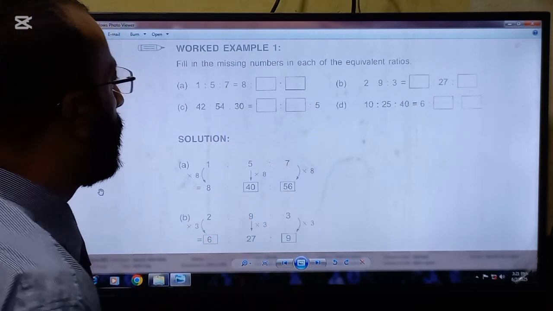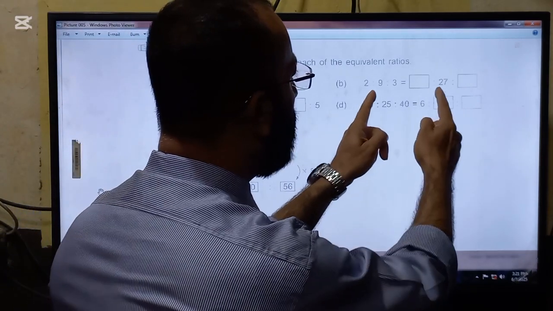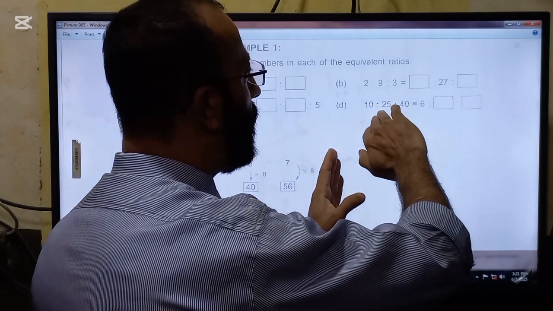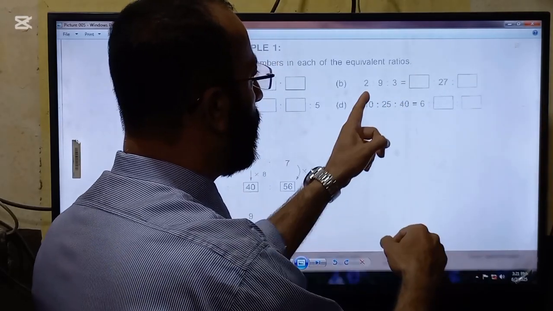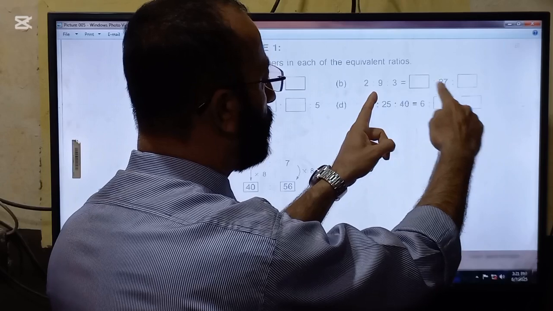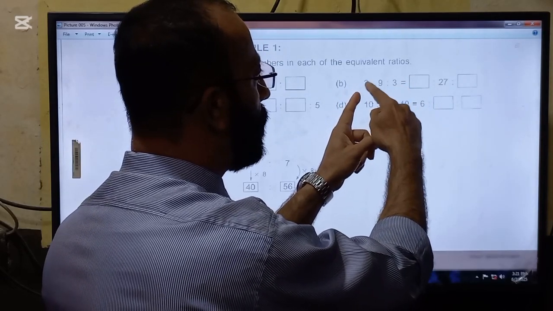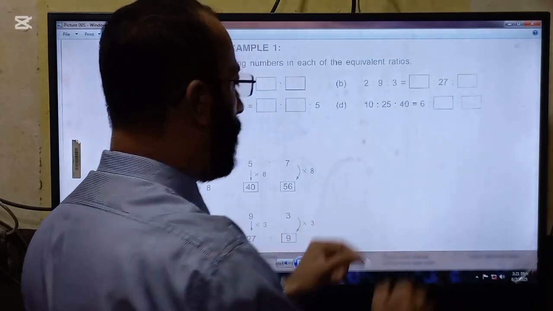Look here now. In the B part, the middle value is given. So again we will pick the pattern in which the value given goes to the other ratio. So 9 3s are 27. So the rest of the values will also be multiplied by 3. So 2 3s are 6. And 3 3s are 9. So here will come 6 and here will come 9.